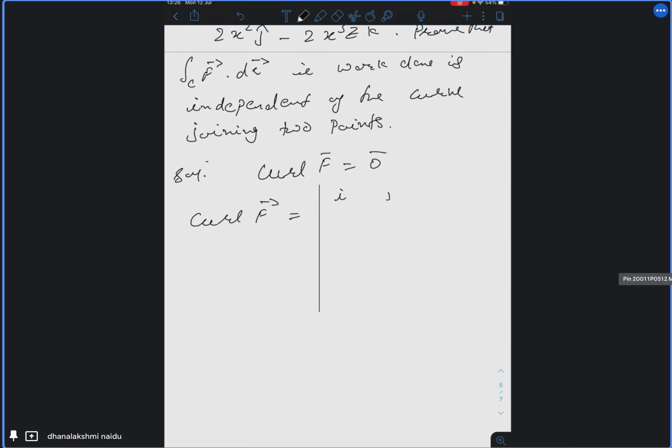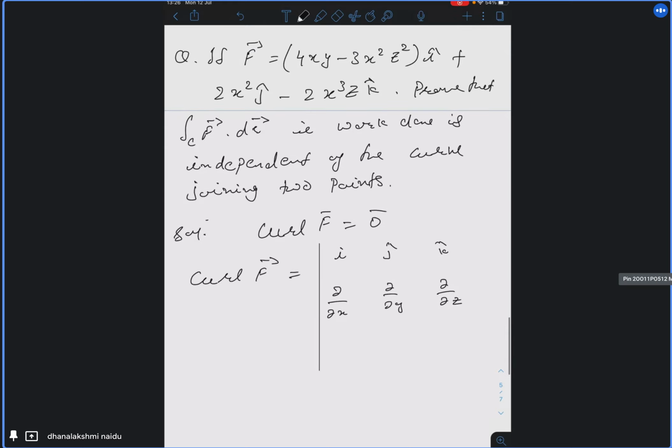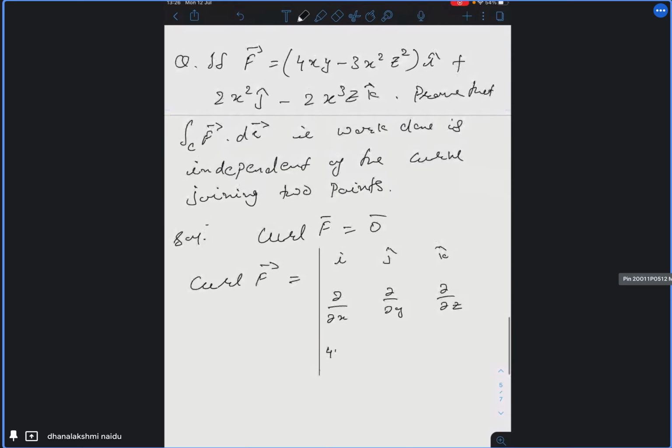This is i, j, k. Curl you are calculating. That means del cross F bar you are calculating. So dou by dou x, dou by dou y, dou by dou z. Now what do you have? F bar components: 4xy minus 3x square z square. Then you have 2x square. Then you have minus 2x cube z. Calculate this determinant.